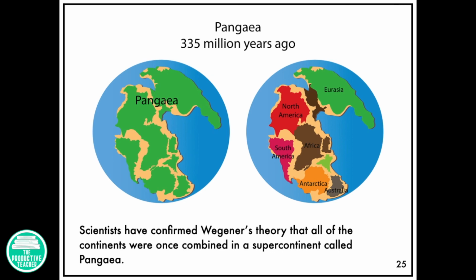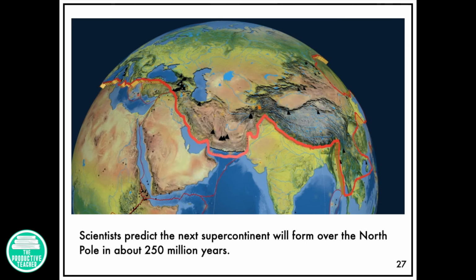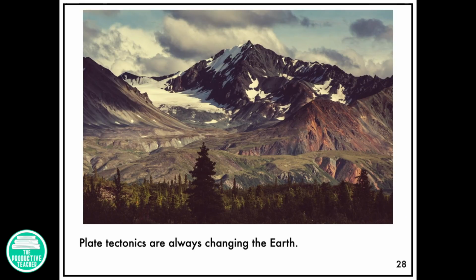Scientists have confirmed Wegener's theory that all of the continents were once combined in a supercontinent called Pangaea. Scientists believe supercontinents form and break apart about every 400 million years. Earth has seen at least 3 supercontinents in its history. Scientists predict the next supercontinent will form over the North Pole in about 250 million years. Plate tectonics are always changing the Earth.